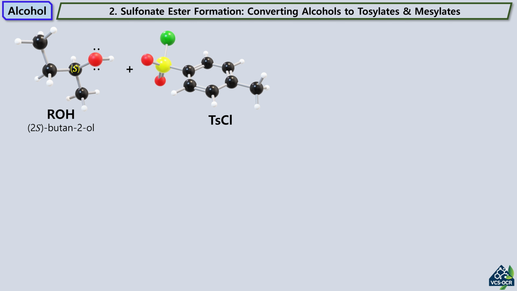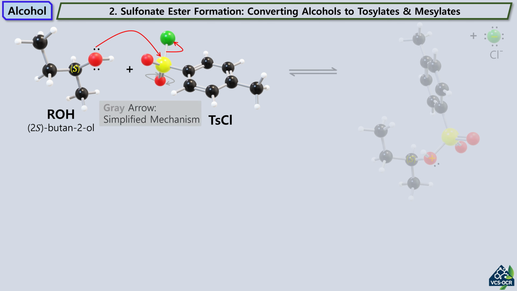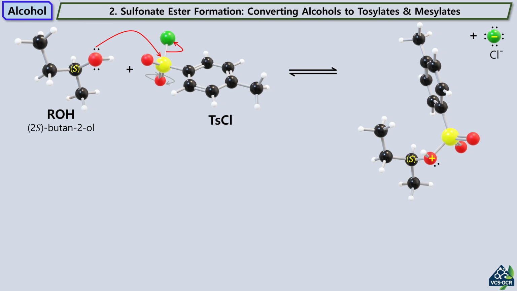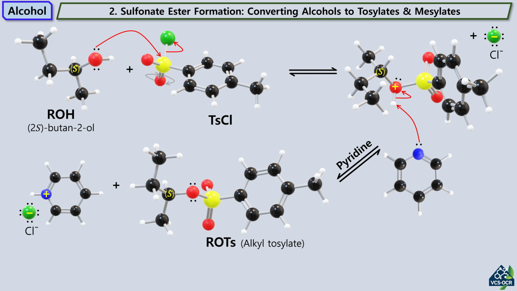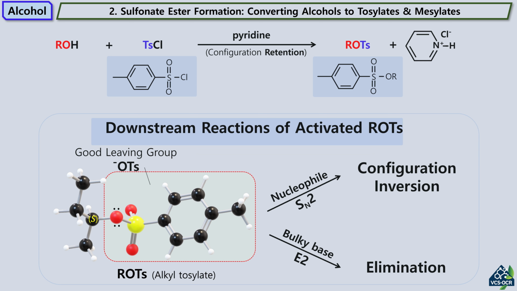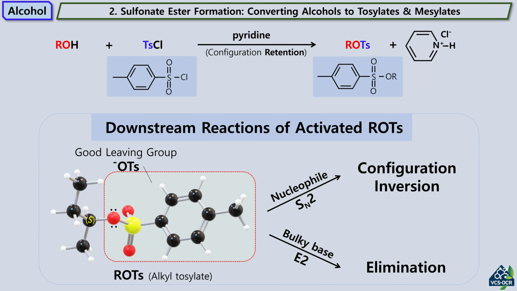C-O bond. The mechanism starts with the alcohol oxygen attacking the sulfur atom of TsCl, leading to the displacement of a chloride ion. This forms a protonated intermediate. A base, typically pyridine, then performs deprotonation to neutralize the HCl byproduct and stabilize the final ester. Crucially, because the reaction only breaks the O-H bond, the stereochemistry of the chiral center is perfectly preserved. This leaves the molecule primed for a subsequent SN2 or E2 reaction with its configuration intact.